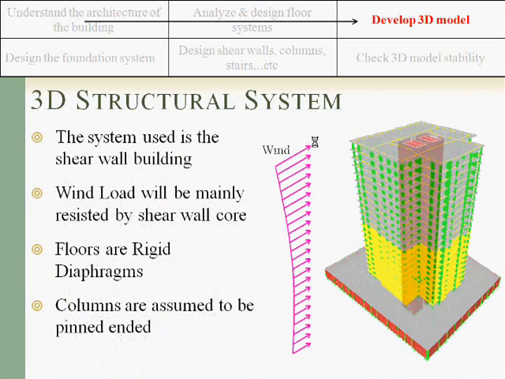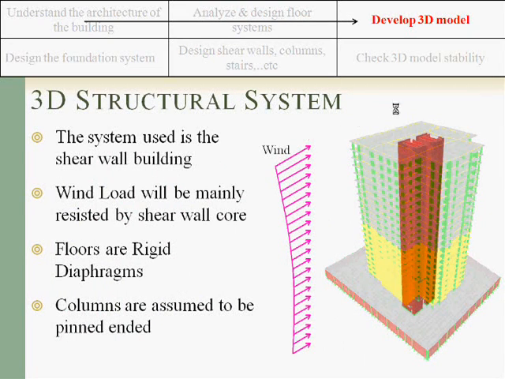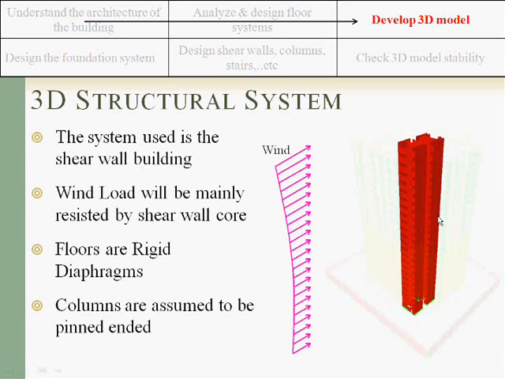For the 3D structural system, this is the important part. We have designed it for wind, and the main members to resist the wind were the shear walls. This system was mainly used because we have huge shear walls compared to the columns. So we have neglected the rigidity of the columns, and we consider that the rigidity is connected with the diaphragm action to the shear walls only. And the columns have been assumed to be pinned ended.